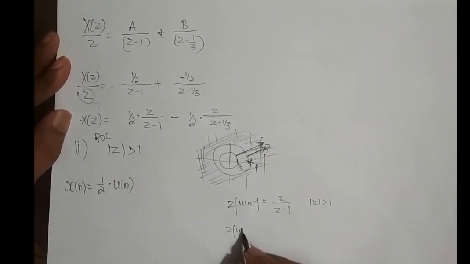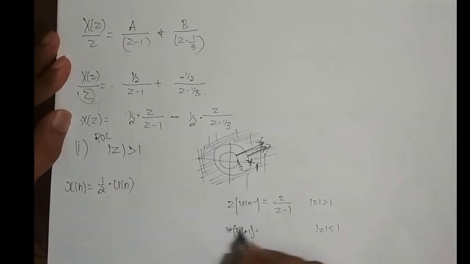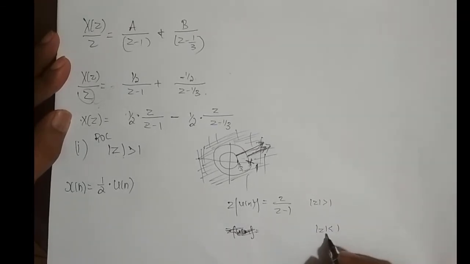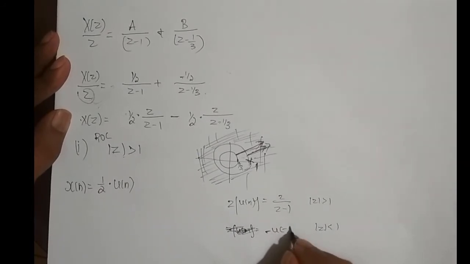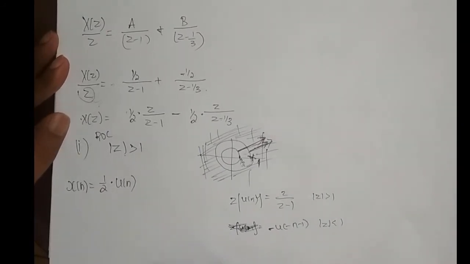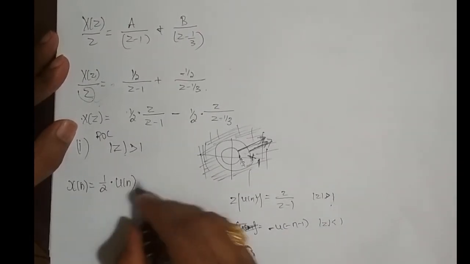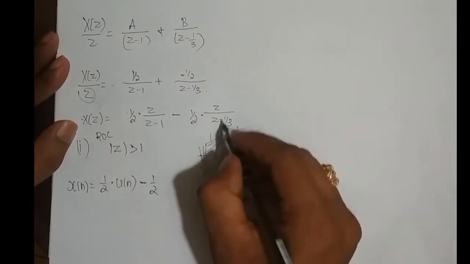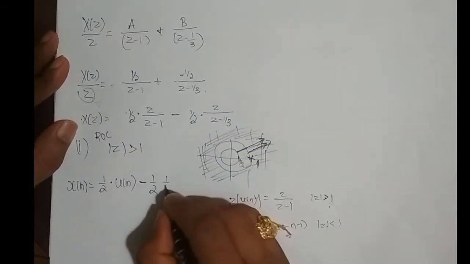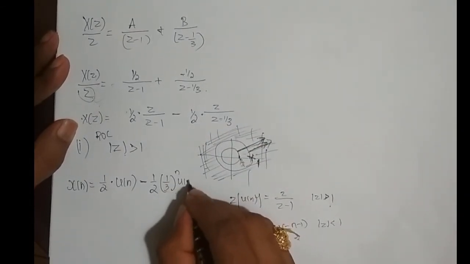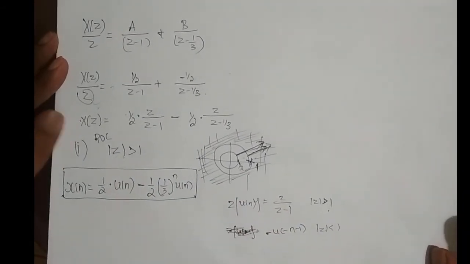What is the Z transform of u of n for magnitude of z less than 1? Sorry, for magnitude of z less than 1, what is the inverse Z transform? It is minus of u of minus n minus 1. Now since I am talking about a right-sided sequence, it is u of n. So minus 1 by 2 into, what is the inverse Z transform for a right-sided sequence of this? It is z by z minus a form. It is 1 by 3 power n u of n. So this satisfies outside the outermost circle.